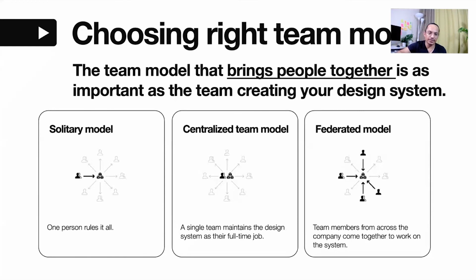In the first one, it was one person. The second is one single team, and that single team might have many designers or developers. Then the last one is the federated model. So team members from across the company come together to work on the system. Here, one person represents design, one represents technology, another represents content, and then management. They come together and manage the design system together.